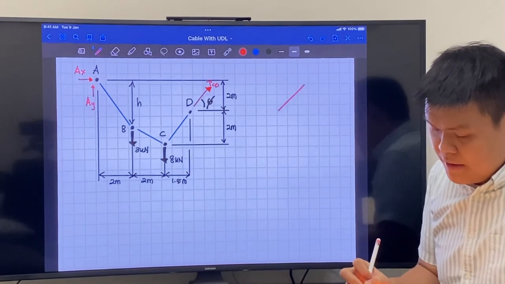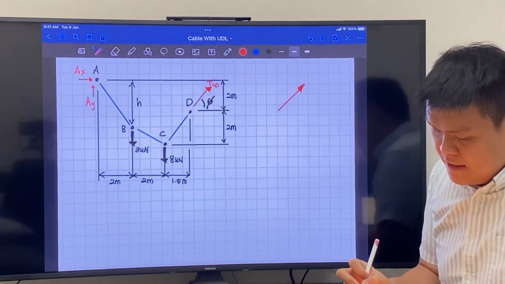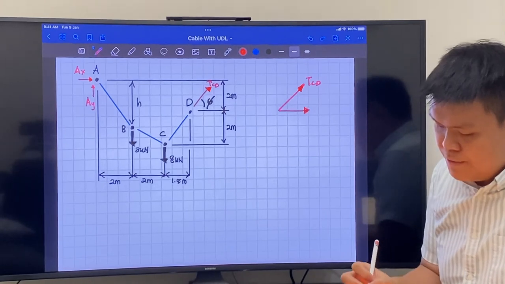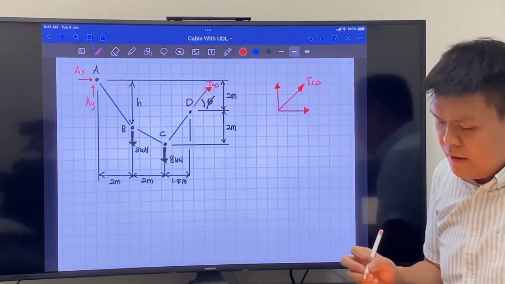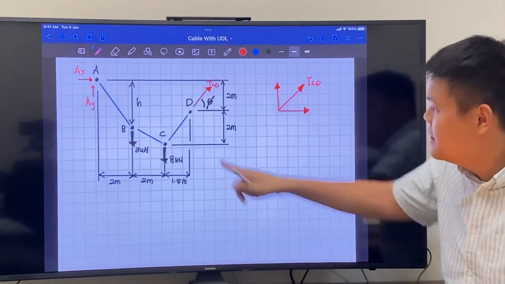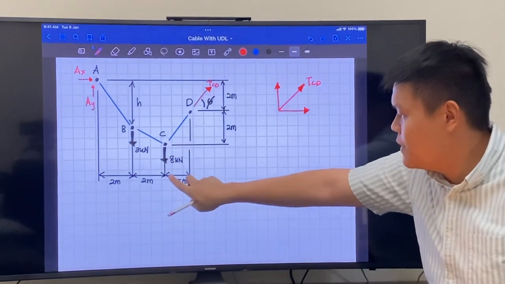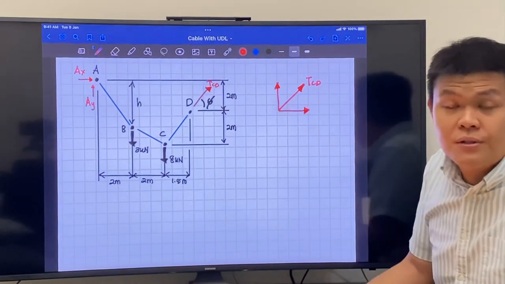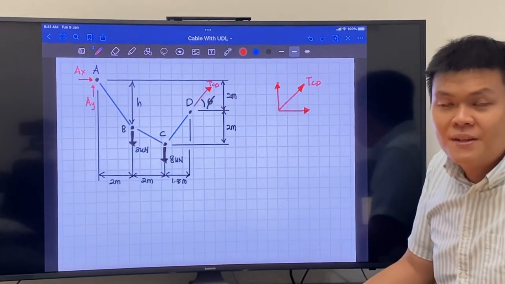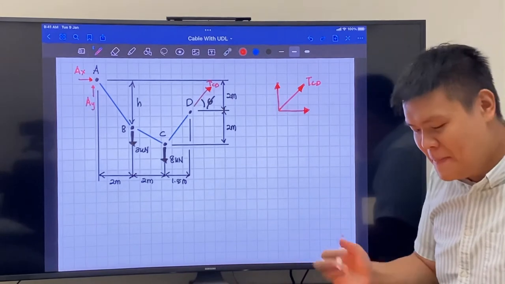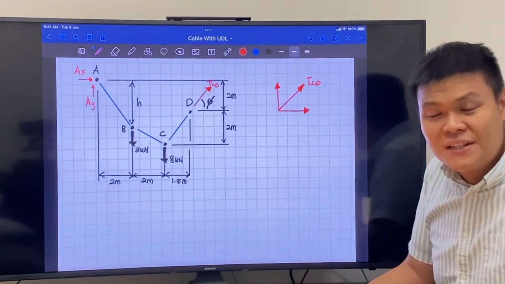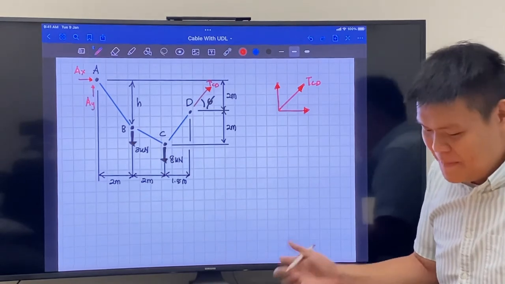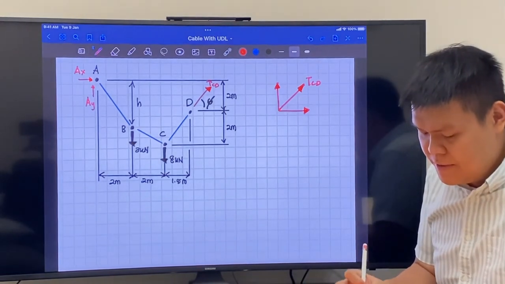So if I draw TCD here, I can resolve this into two forces. But what's the slope? Look at here. This is 1.5 and this is 2 meters. One of your friends pointed that out to me. Thanks for that. Sometimes we really miss out the small things. So thanks for pointing that out.